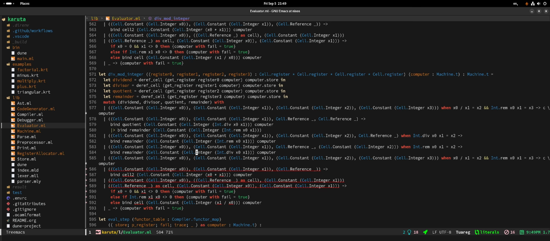Man, I really don't like this. Oh, look at all this boilerplate in here. We should have an auxiliary function.